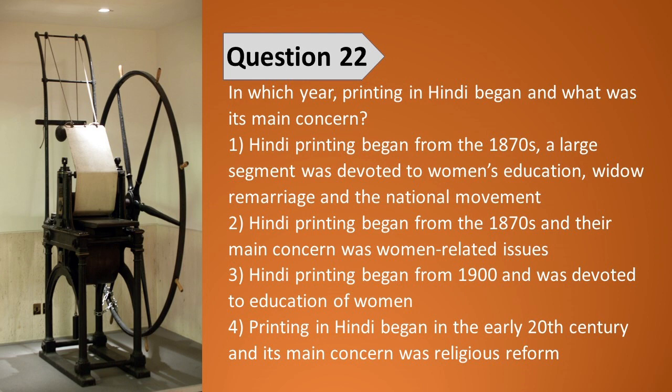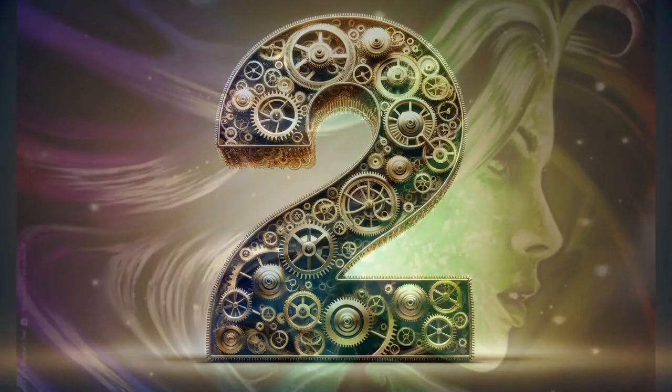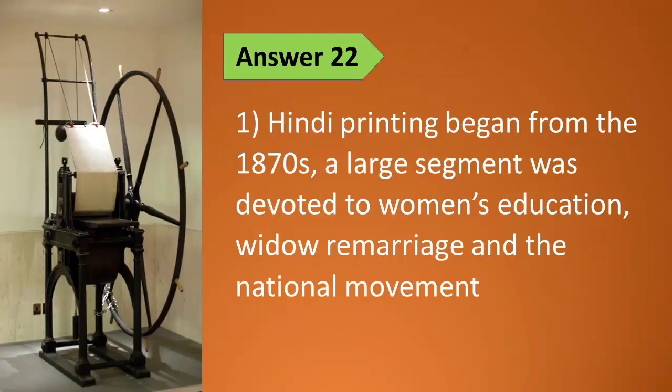Option number 2 is, Hindi printing began from the 1870s and their main concern was women-related issues. Option number 3 is, Hindi printing began from 1900 and was devoted to the education of women. Option number 4 is, printing in Hindi began in the early 20th century and its main concern was religious reform. Answer to question number 22 is, Hindi printing began from the 1870s. A large segment was devoted to women's education, widow remarriage and the national movement.